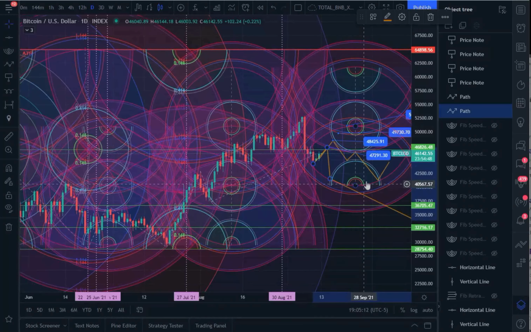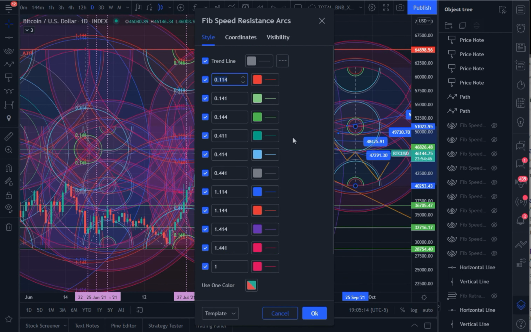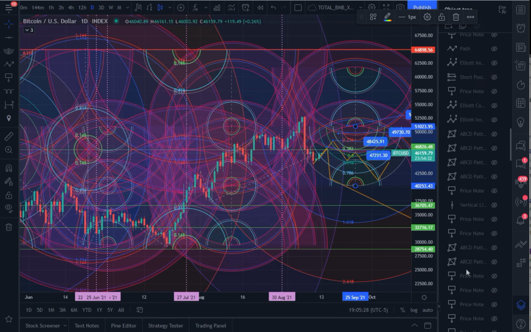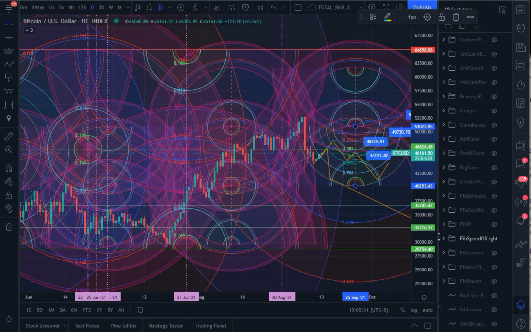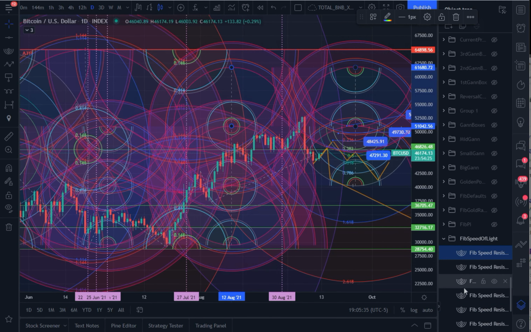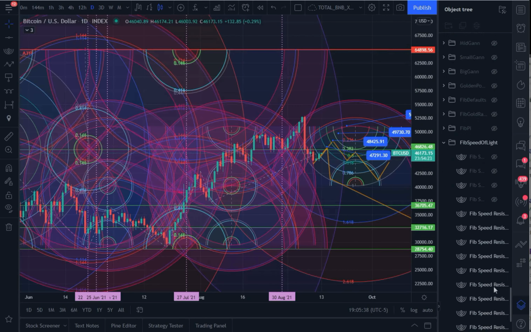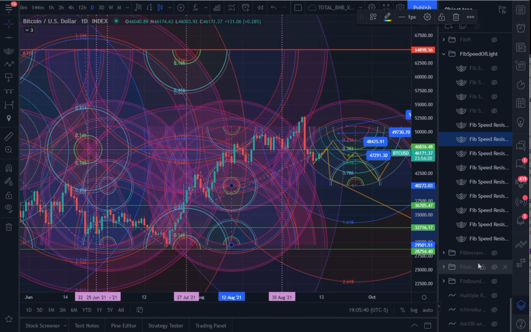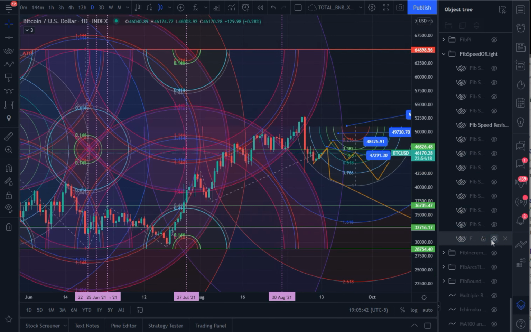How can I do the settings for Fibonacci? Let's say I will start from scratch adding the Fibonacci speed resistance arc. So I will have the default values. Now I will hide everything just to explain and give you the levels to comply with this kind of measurements. I will hide everything that we will not need for that, just leaving the real Fibonacci.